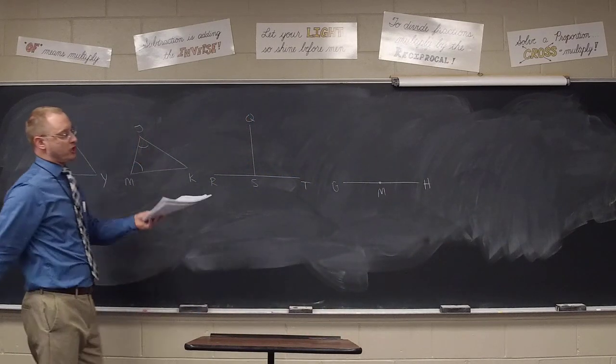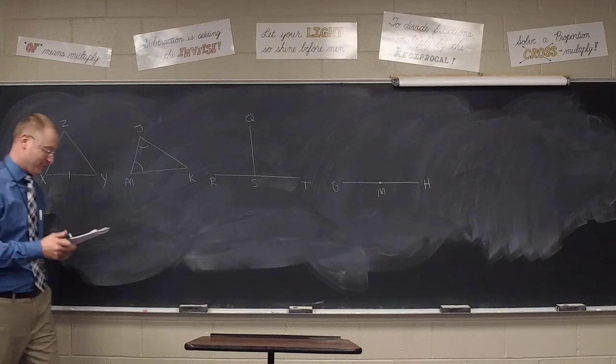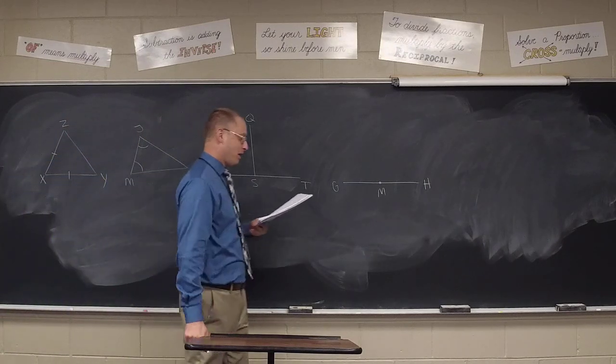Number 4, if I told you that M was the midpoint of GH, clang! What's the next statement that goes in the proof? If I told you M is the midpoint of GH, what is the next statement you would write in your proof?